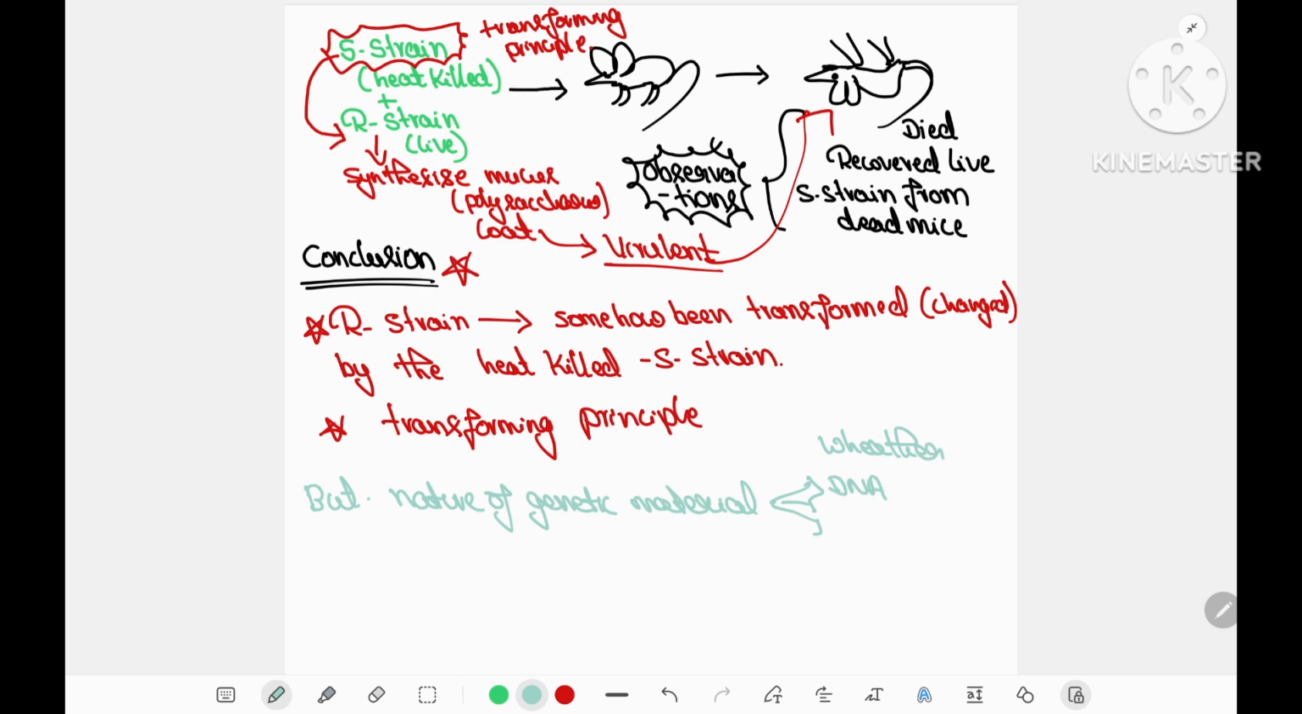But by this experiment, it is not concluded what the genetic material is, whether DNA, RNA or protein. It is not clear. And that clarity we will get in further experiments which were conducted by other scientists.